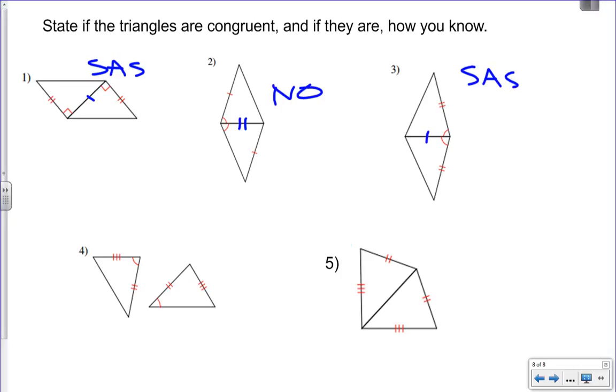How about this one? Side, angle, skip that side. That's not going to look good. Side, side, angle. Well, we can't have side-side-angle. So no. And then finally, side, side, side. Side, side, side. Yes, that is congruent. So side-angle-side and side-side-side are congruent. Side-side-angle are not necessarily congruent because there are two options for it.